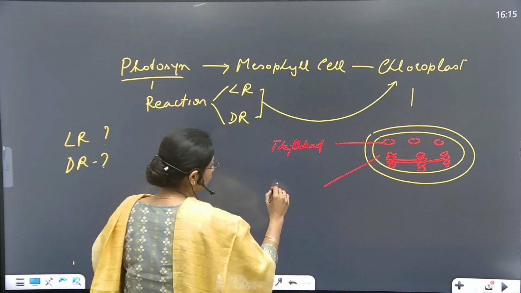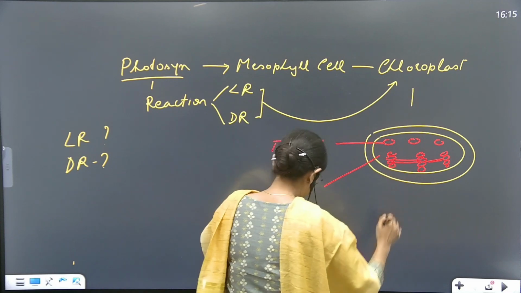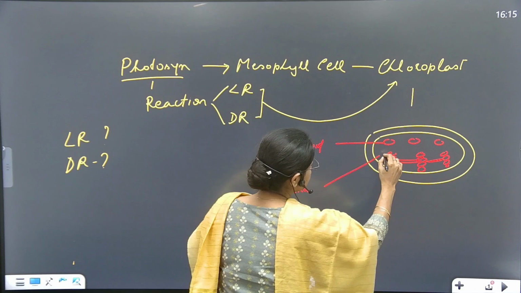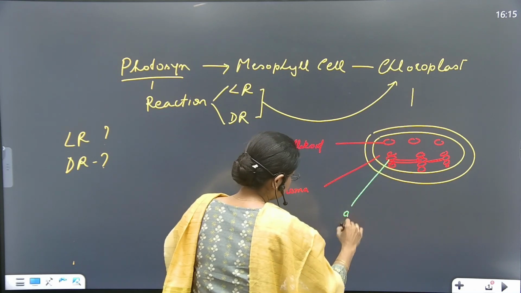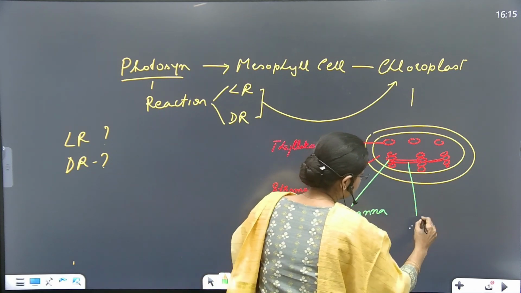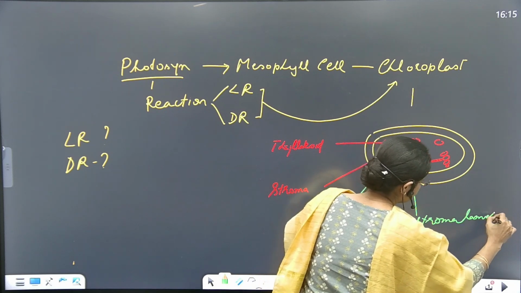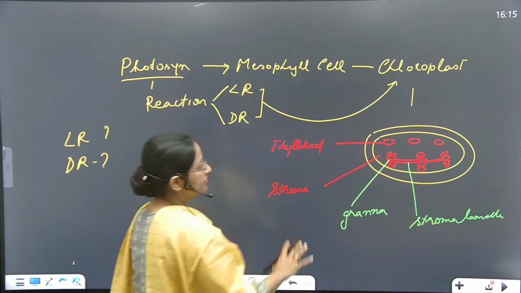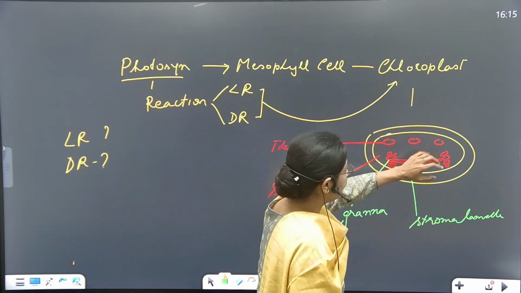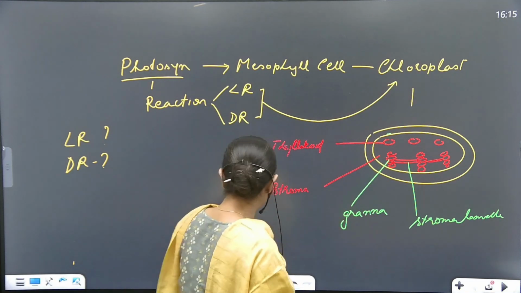This part would be called the stroma. This part, lamellae, etc. So these are certain parts of the chloroplast. So we know photosynthesis occurs in this cell organelle called the chloroplast, but exactly where in the chloroplast is something that we have to study.